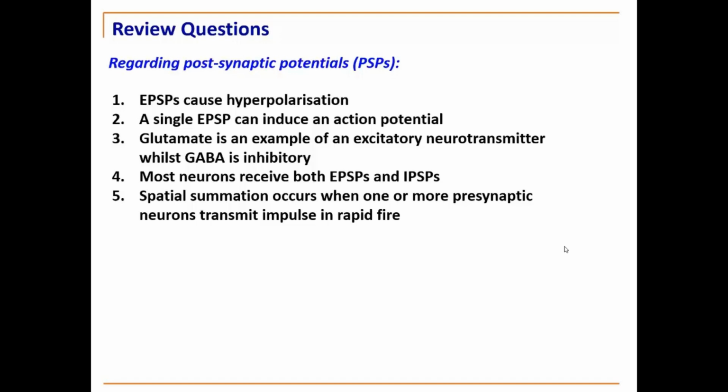Spatial summation occurs when one or more presynaptic neurons transmit impulses in rapid fire. That's incorrect. That is temporal summation. Spatial summation is when the postsynaptic neuron is stimulated simultaneously by a large number of terminals at the same time.